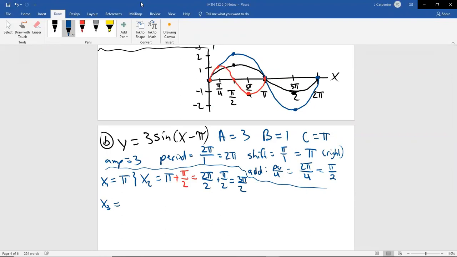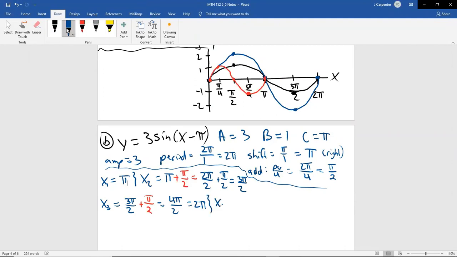We take the previous point of 3 pi over 2, we keep building on it, and we add the adding number of pi over 2, the period over 4. Because after we do that 4 times, we'll come full period, we'll come full circle. 3 plus 1 is 4, so that's 4 pi over 2, which is 2 pi. So that's our third point.